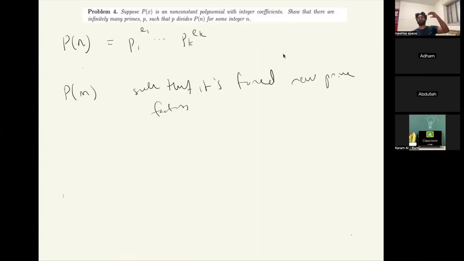Okay, maybe can I force it to have some of the same primes? Can I write down a number m so that p of m has all of these prime factors? It's guaranteed to have all of these.